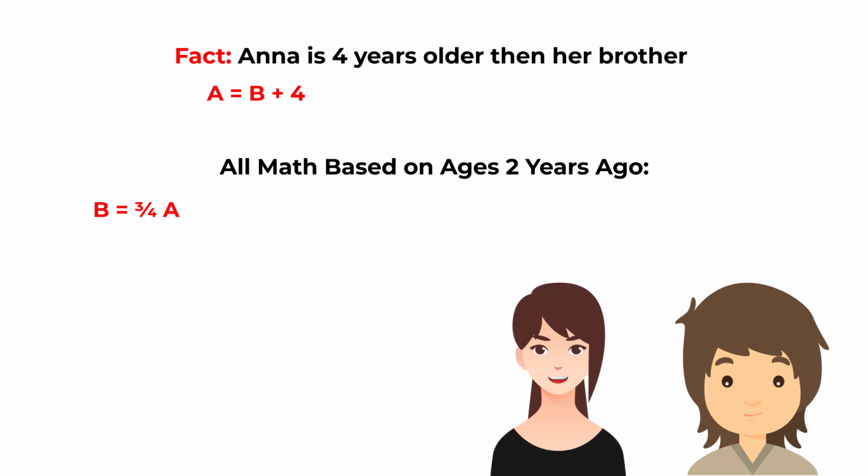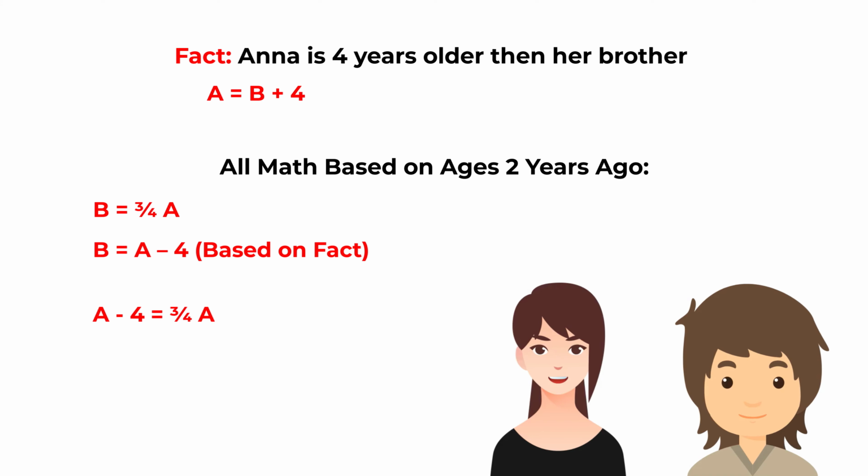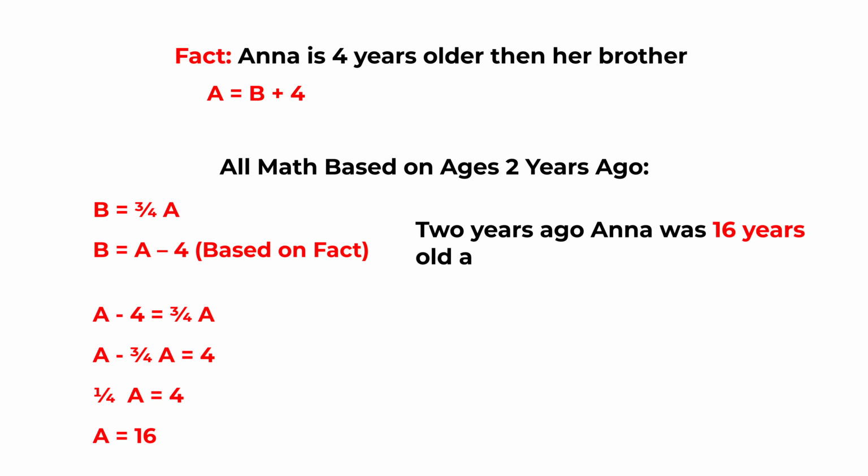Now let's use factual information about the brother's age. Brother's age equals Anna's age minus 4. And now we can create an equation based on Anna's age at the moment of time 2 years ago. Anna's age minus 4, based on the fact, equals 3/4 of Anna's age, which means that Anna's age minus 3/4 of Anna's age equals 4, 1/4 of Anna's age equals 4, and Anna's age equals 16. So 2 years ago, Anna was 16 years old, and her brother was 3/4 of 16, 12 years old.